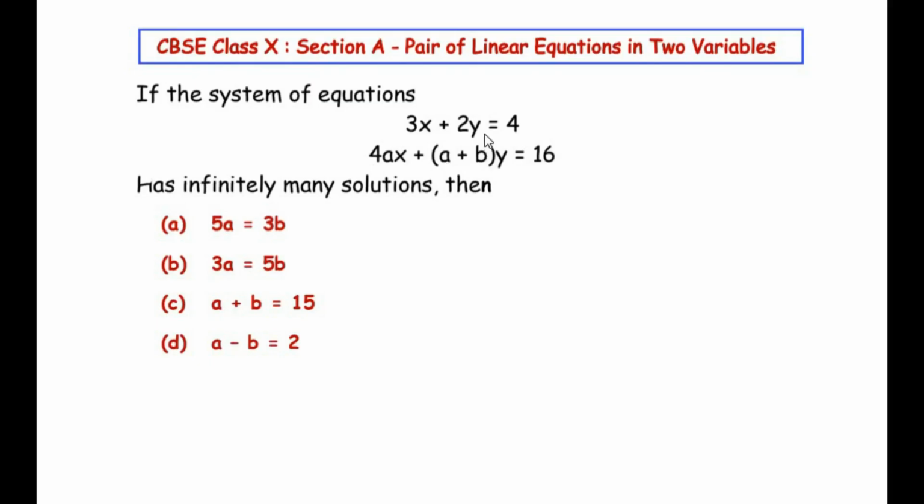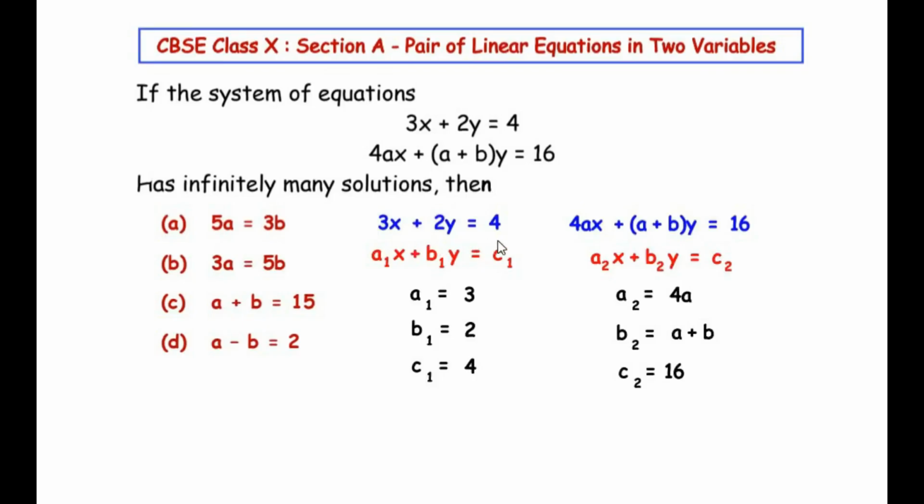So let us begin by writing the given equations in their general form. 3x + 2y = 4 can be written in its general form as a1x + b1y = c1. Now by comparison we have a1 = 3, b1 = 2 and c1 = 4. Similarly, the second equation can be written as a2x + b2y = c2. By comparing we can write a2 = 4a, b2 = a + b and c2 = 16.